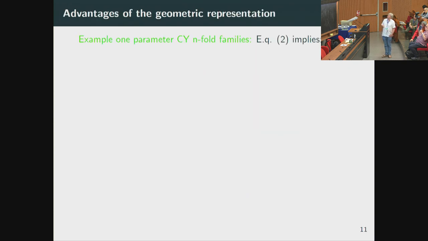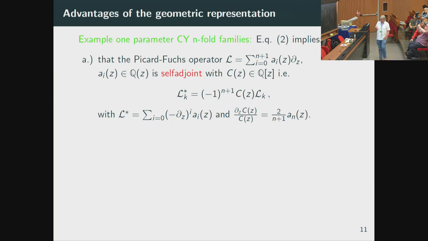So the question is a little bit what they mean for Feynman integrals. Let me say this for one-parameter families. This holomorphic equation says that the one-parameter family operator is actually self-adjoint, and that is this property. You can check that, for instance, the differential operator for the Legendre curve is self-adjoint. It's one of these examples. And you also have here this C again, which is a rational function. So this is how you can actually compute the C by a differential equation up to a multiplicative constant.